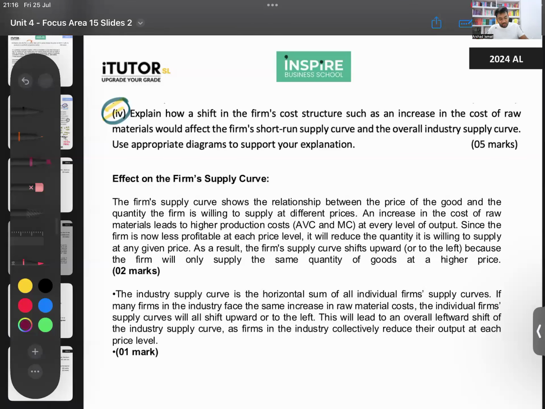So you tell me, what happens if the cost of raw materials increases? What happens to your supply? In unit number 2, we don't talk about the cost of raw material much here. Your supply will reduce. That is a leftward shift of your supply curve. Now, what is your supply curve? Your supply curve is the marginal cost curve above AVC. Then the marginal cost curve is also shifting left. So look at the story here.